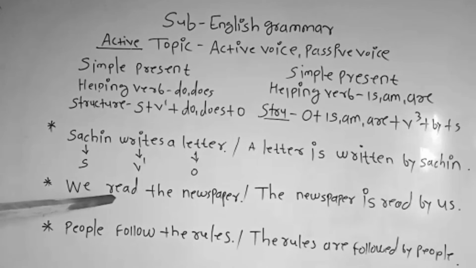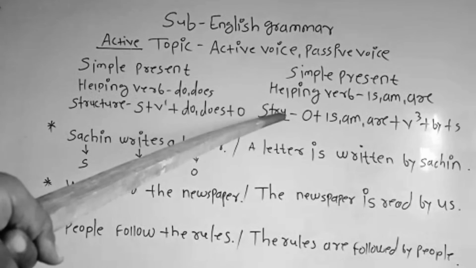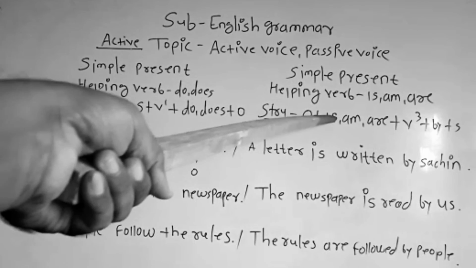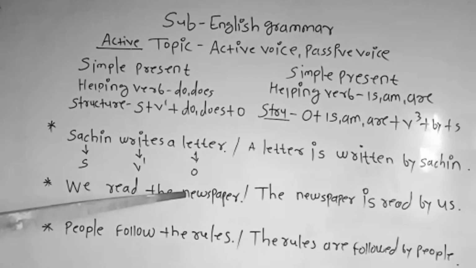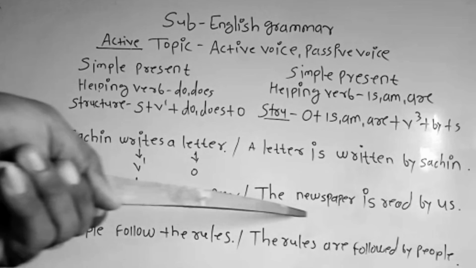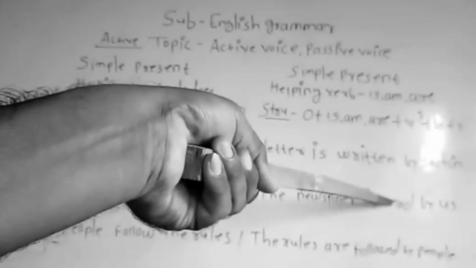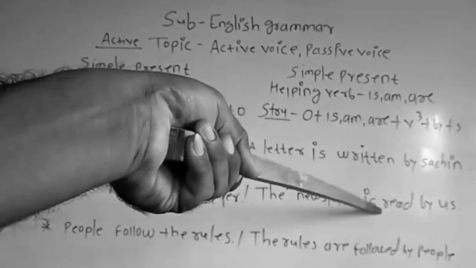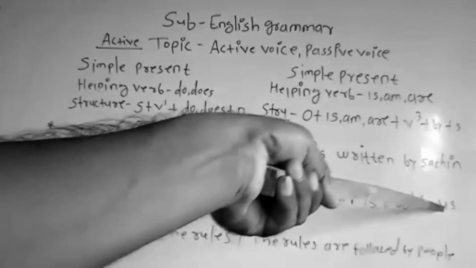Now we have to convert it into the passive voice. So we need the object first. Here, subject, verb, this object. According to the structure, object plus is, am, are plus V3 plus by plus subject. Which is the object? Newspaper is the object, so we will take newspaper first. Newspaper is singular, isn't it? So we apply is here: newspaper is. And last, the verb V3. We have to apply V3 compulsorily here, and by plus we will be converted into us, isn't it, students?